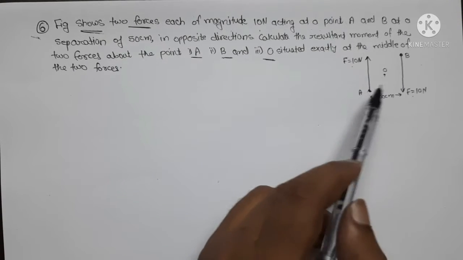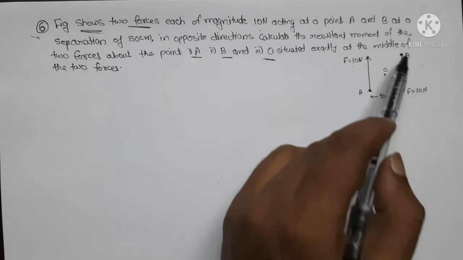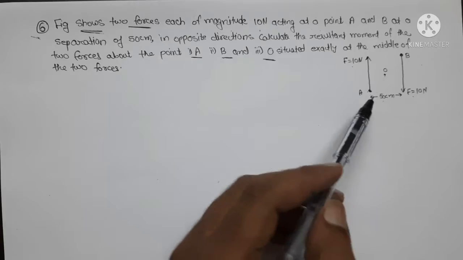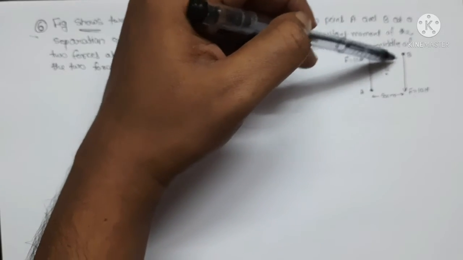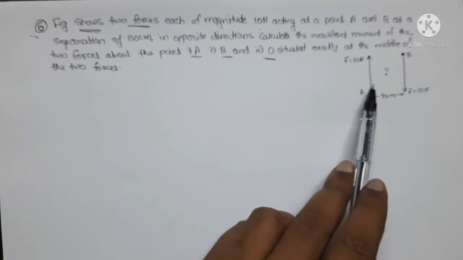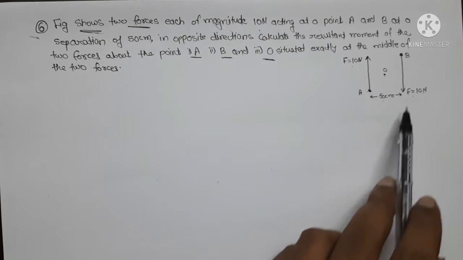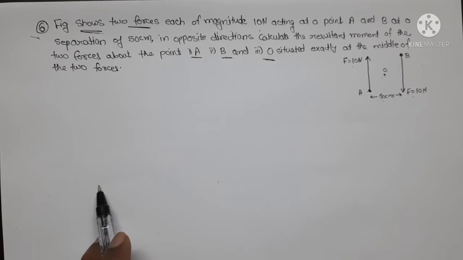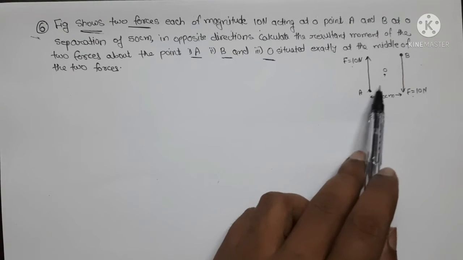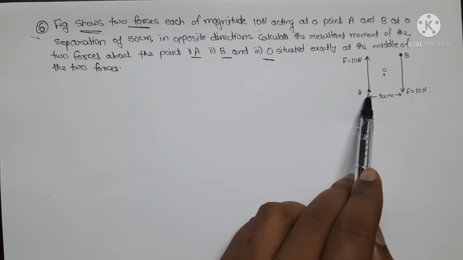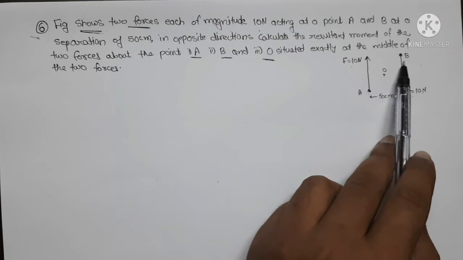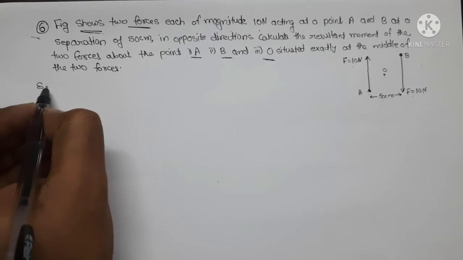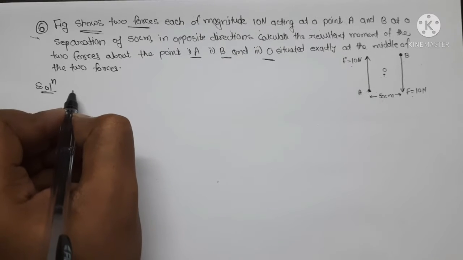The perpendicular distance between A and B is 50 centimeters. I said perpendicular distance because the exact distance from A to B will be along this line, but this is the perpendicular distance, which is 50 centimeters. So what do we have to find out? We have to find the moment of force about point A, about point B, and the last one about point O. So let's solve for point A.